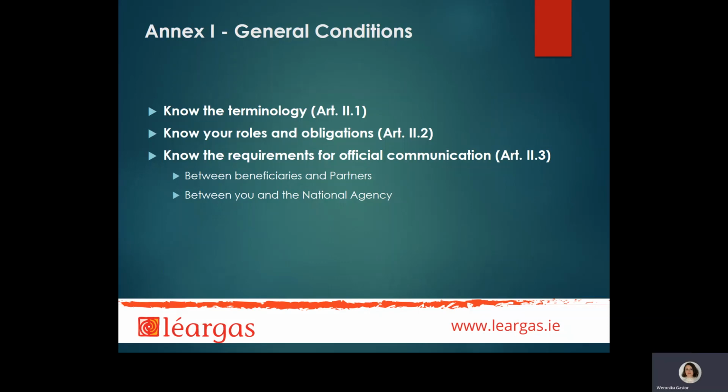General Conditions Annex 1 to the main body of your grant agreement starts with 3 important articles, which provide definition of various terms used in the grant agreement, describe your roles and responsibilities as a beneficiary, coordinating partner, and a consortium member, where applicable, and define how the official communication between different parties involved in the project should look like.